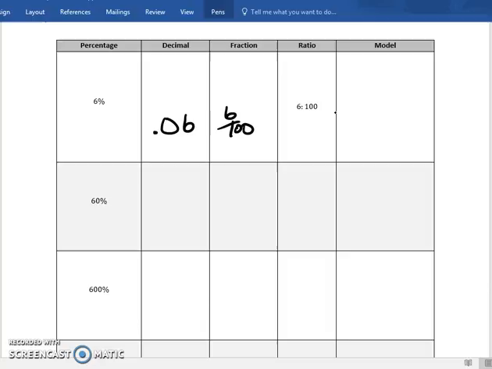Model-wise here, we're not going to get too involved with it because what I'd have to do is draw out 100 boxes and shade in 6. You know what? I'm not really into that, so we're not going to do that one. All right, so let's go after this guy, the 60%.